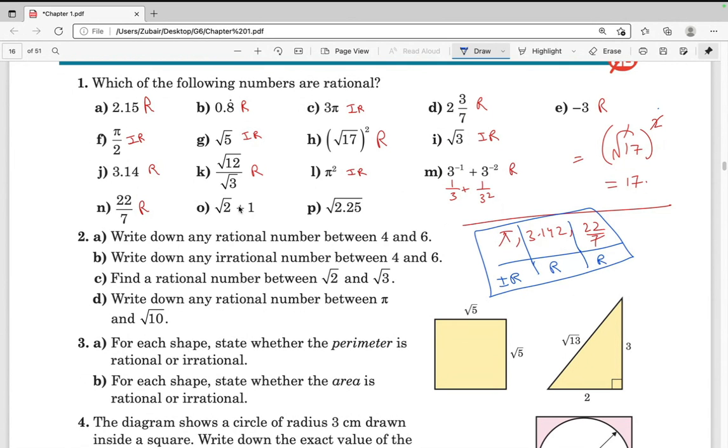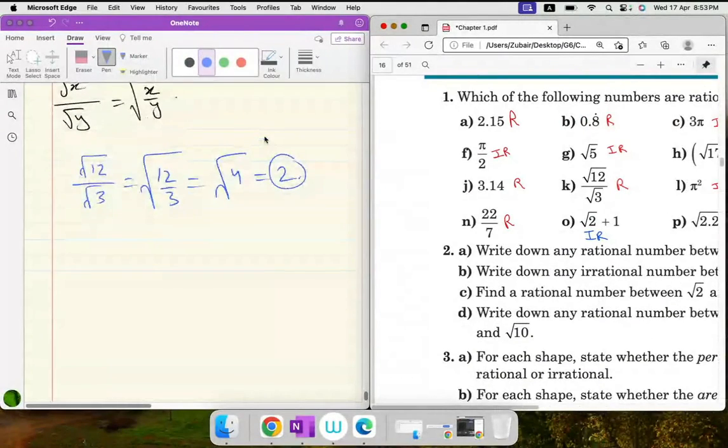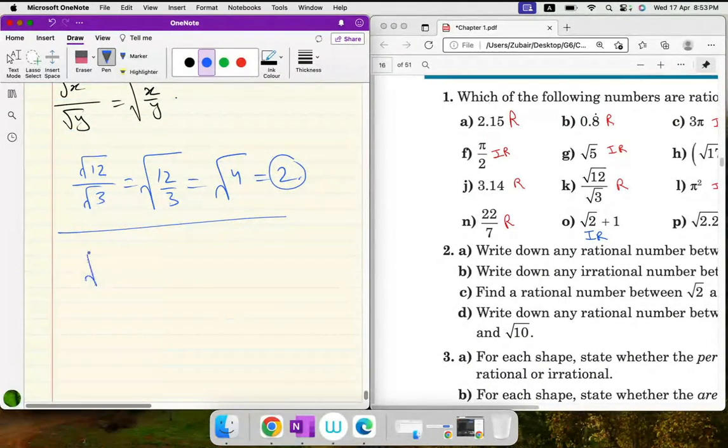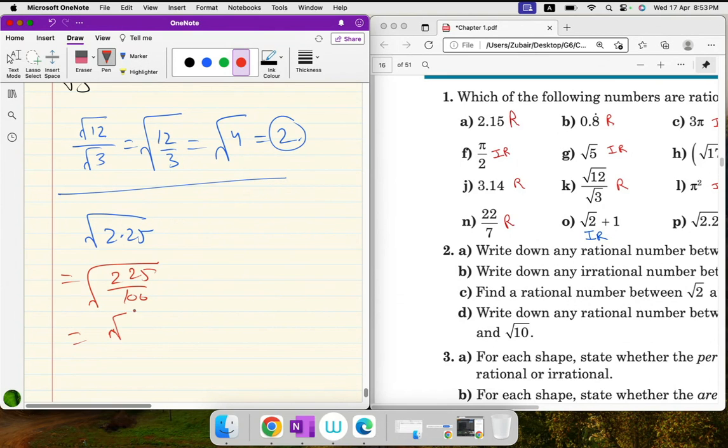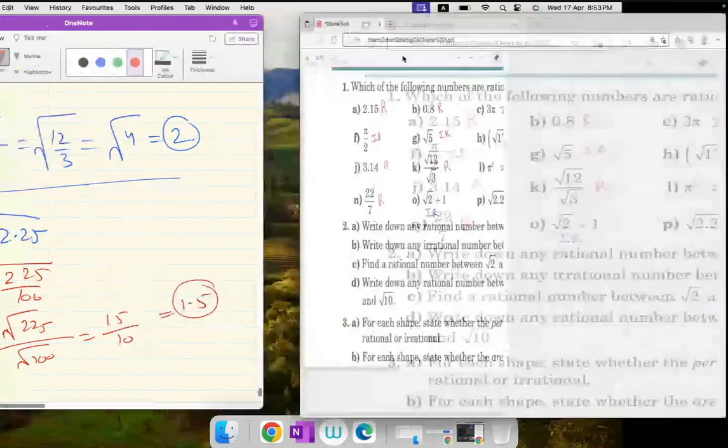O part, rational. P, irrational also. This was square root 2.25. Can I write it as 225 over 100? Now, square root of 225 over square root of 100. So, square root of 225 is actually 15 and this is 10. So it could be written as 1.5, an exact number.